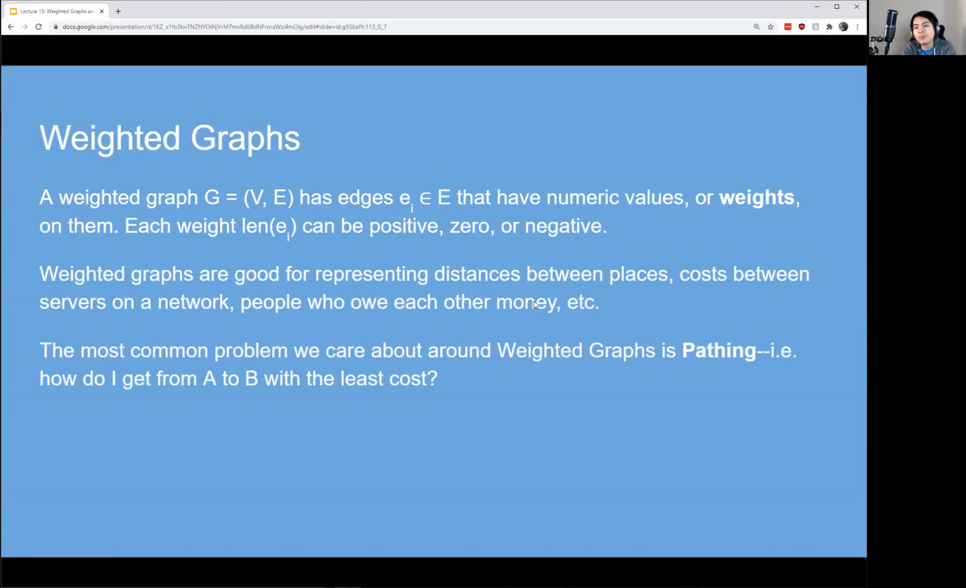The most common problem we care about is pathing, the idea of like, how do I get from A to B with the least cost? So if you think about Google Maps, for example, it's not that every edge in the graph is just one, right? The distance to get from San Francisco to Atlanta is a lot different from getting from San Francisco to LA. It's going to be a lot shorter to get to LA than it is to get to Atlanta. So if you were to represent this on a graph, the edge from SF to LA should have a smaller weight than the edge between SF and Atlanta, right? Across the country versus down a state.